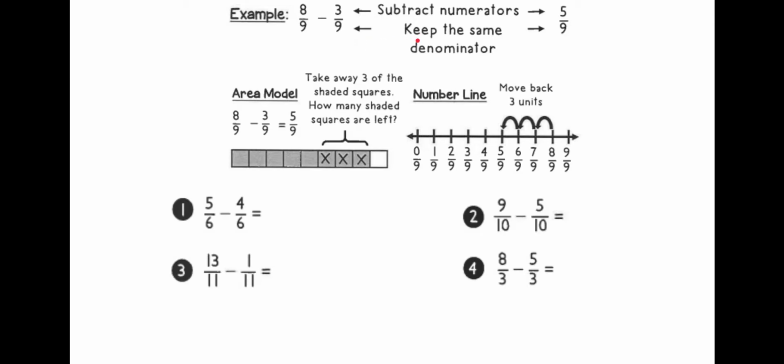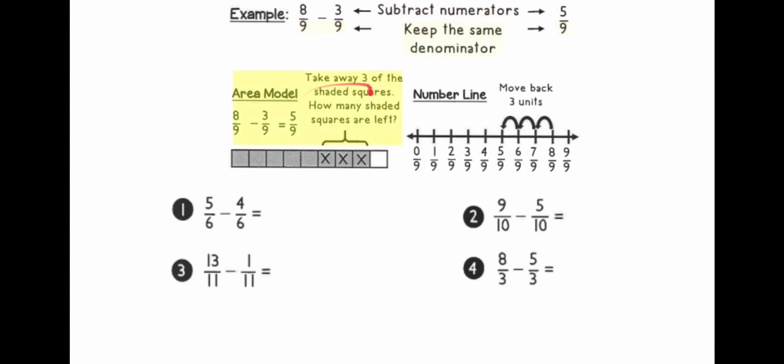So if we have common denominators, it's pretty simple. We're actually going to look at the denominator first and make sure it is the same. And if it is, we start subtracting the numerator. So the denominator, the bottom number, is 9, so we just subtract the numerator. 8 minus 3, which is 5, and so 8 ninths minus 3 ninths is 5 ninths.